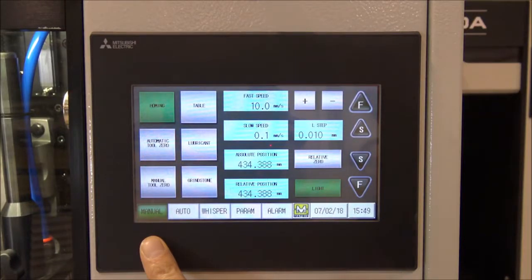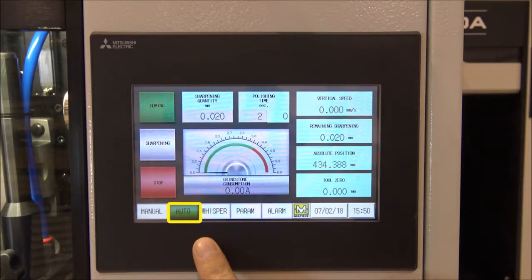Stage, all the machine's functions are available in manual. This mode is safe and efficient for all special applications as well as for the most complex ones. Sharpening quantity and polishing time are the unique data necessary to start sharpening in manual.